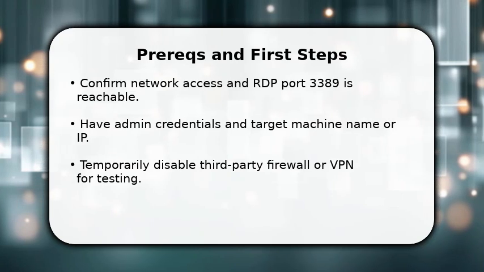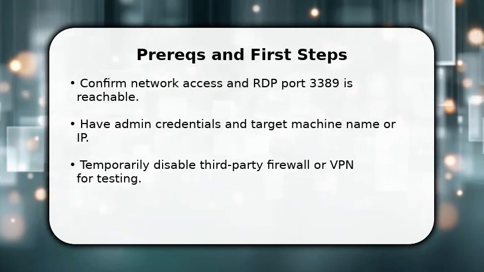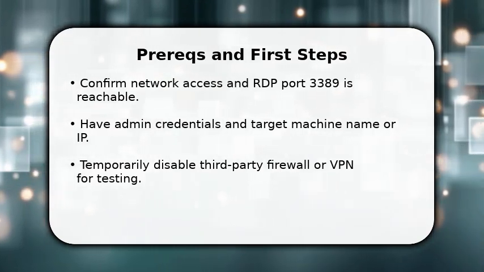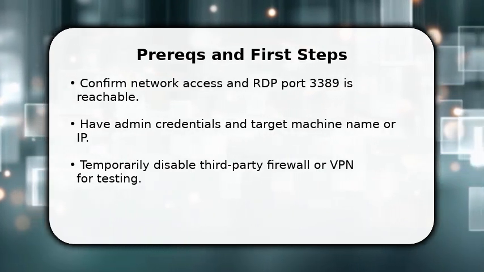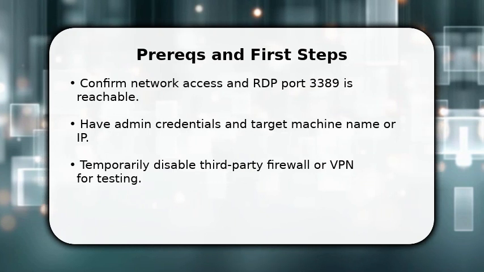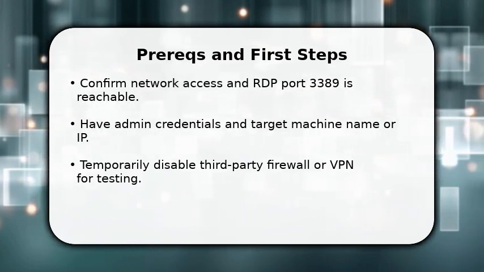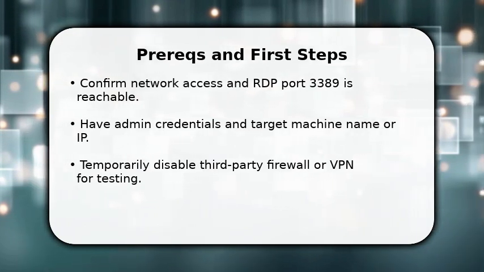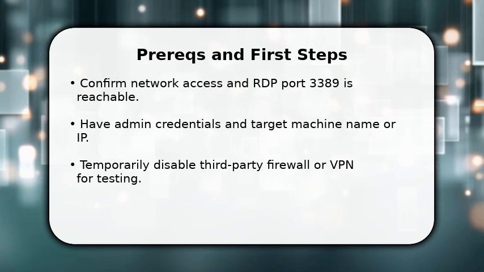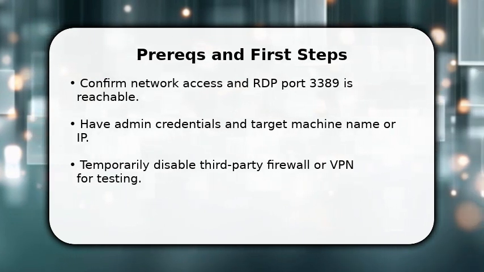You start by confirming prerequisites so you can act immediately. First, make sure you have admin credentials and the target machine IP. Write them down. Next, verify network access and that port 3389 is reachable from your PC. Once done, temporarily disable any third-party firewall or VPN to isolate connectivity issues.